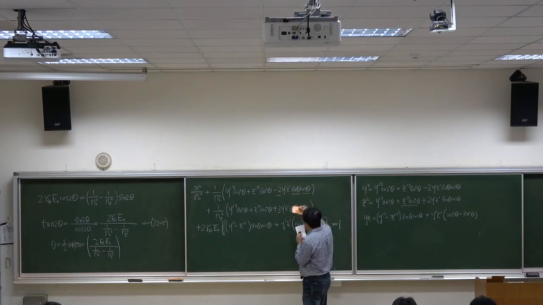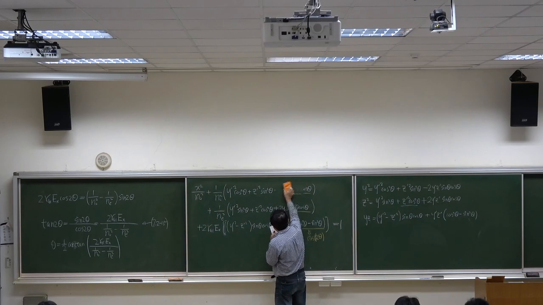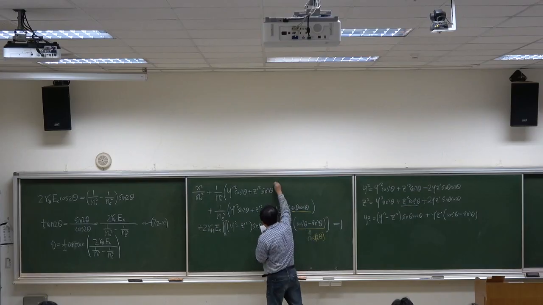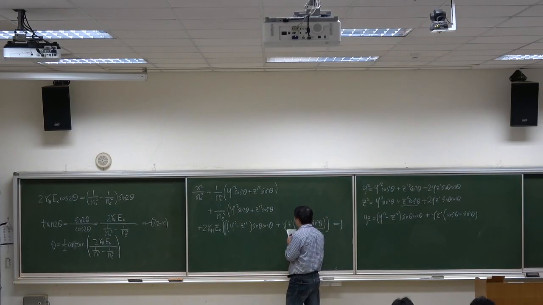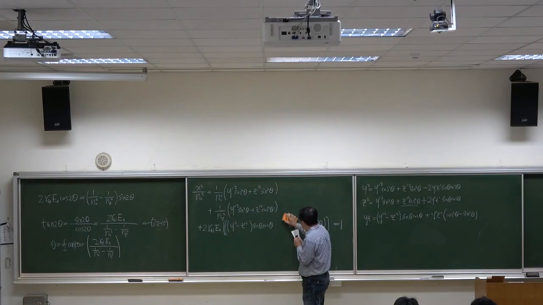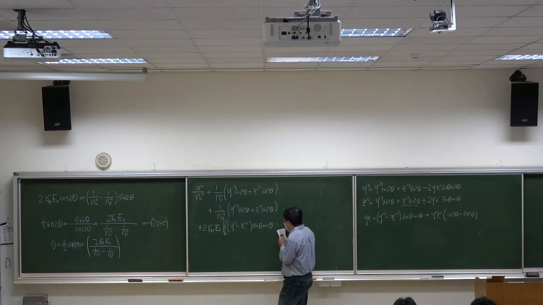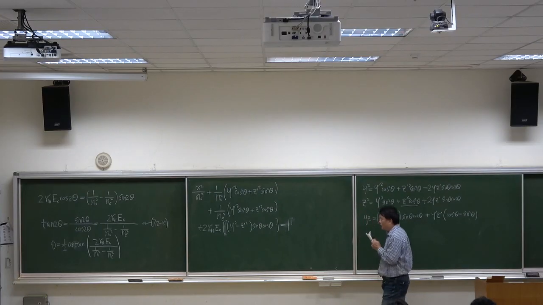this correct angle into our equation, then the cross terms disappear. So finally we have this, and this. Okay, we have this equation.